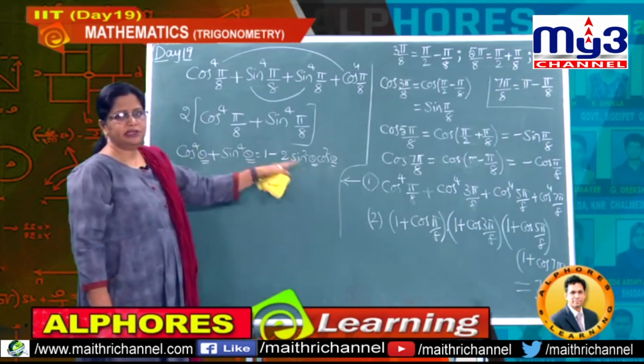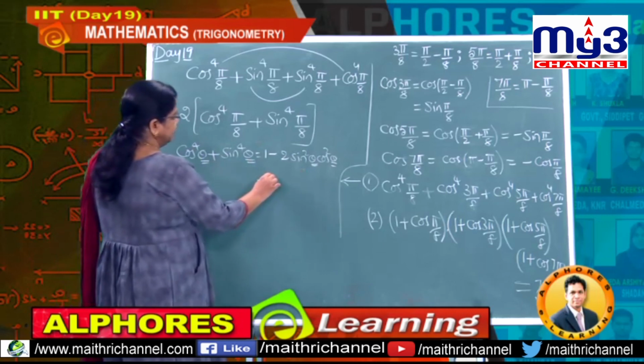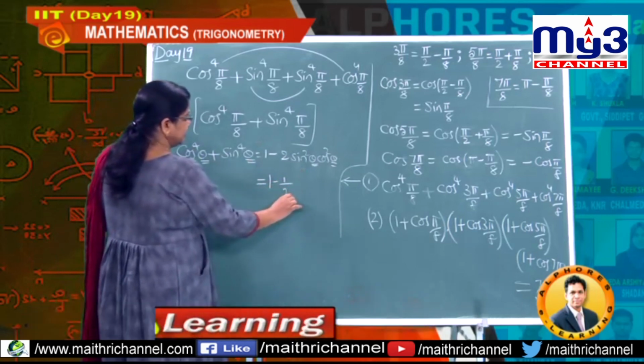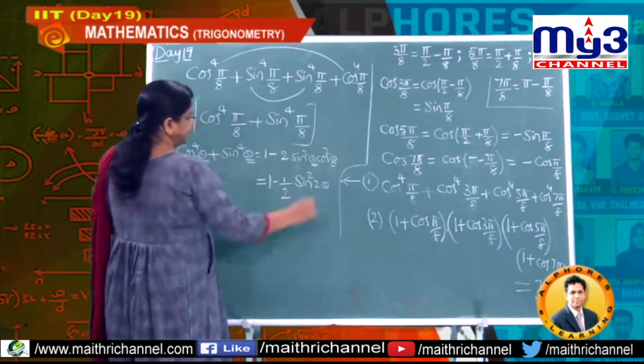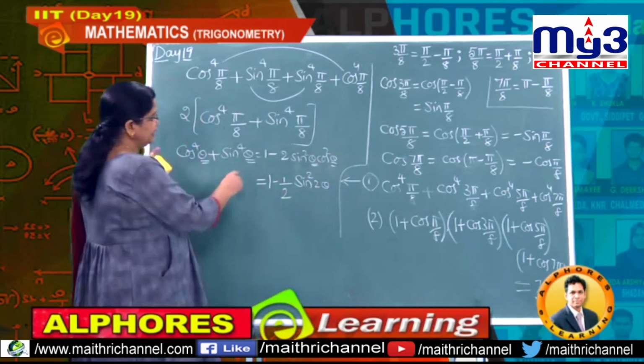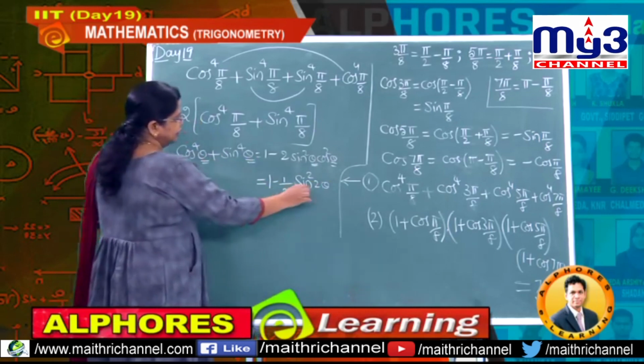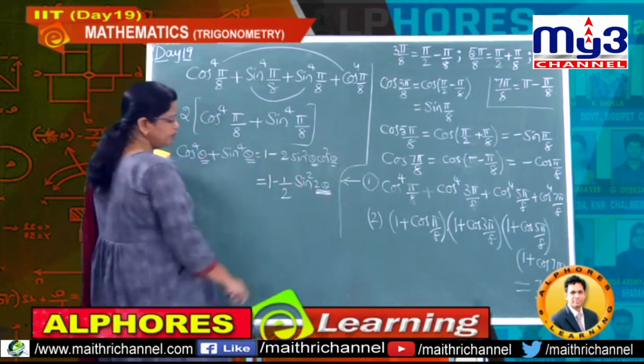Let us change this formula, that is nothing but another formula we deduced, that is 1 minus half sin square 2 theta, right students. Now there is a change in angle: here it is theta, whereas here the value is 2 theta.